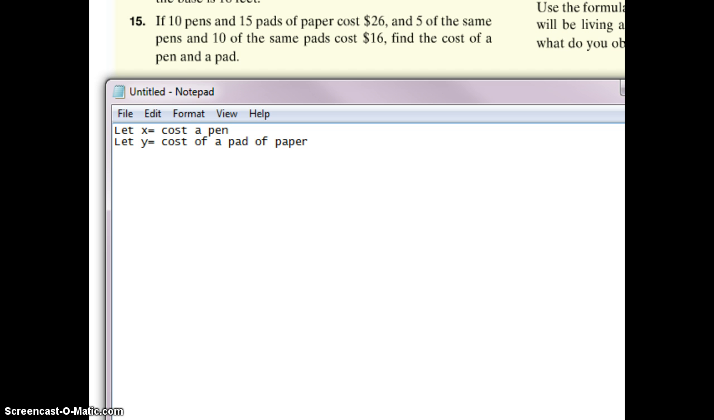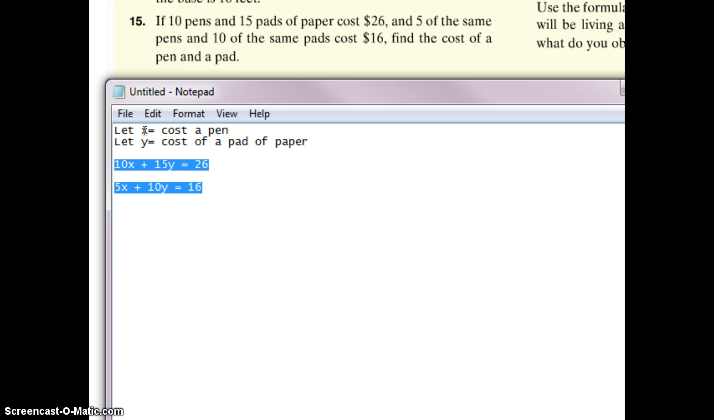Now the two things we know are that 10 pens, so if each pen costs x, 10 pens will cost 10x, plus 15 pads of paper, so if each pad costs y, 15 pads will cost 15y, add up to a total of $26. That's my first equation. My second equation is that 5 pens, so 5x, plus 10 pads of paper, so 10y, adds up to $16. So what we do first is write our two equations.